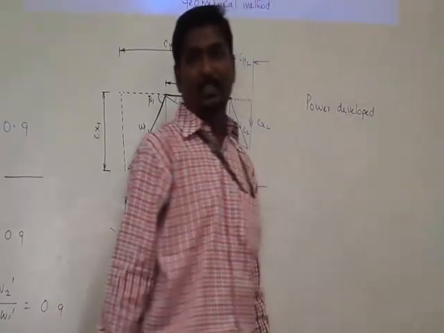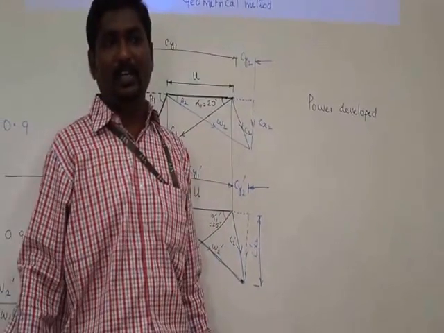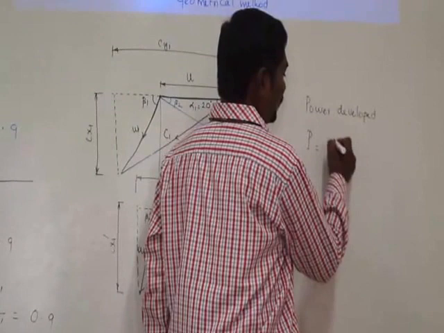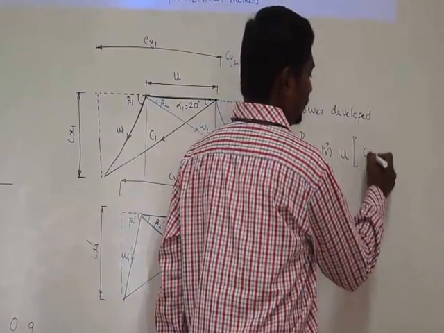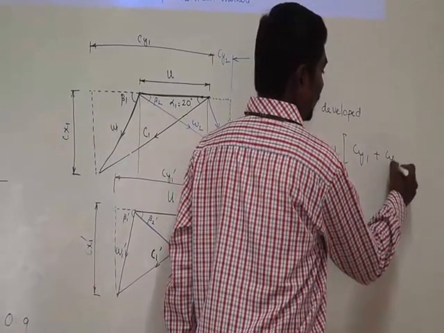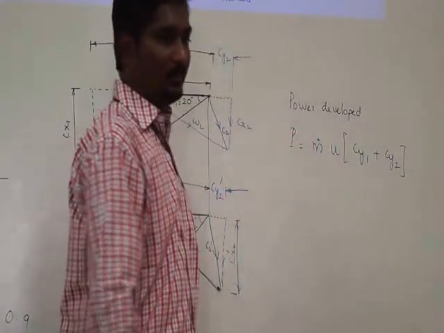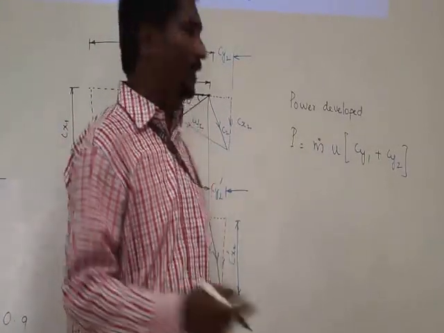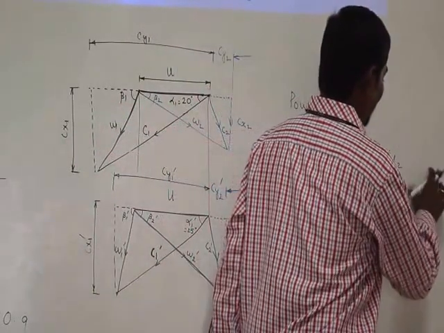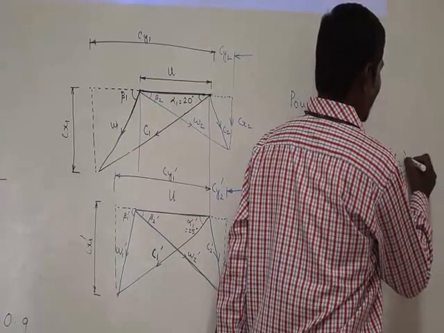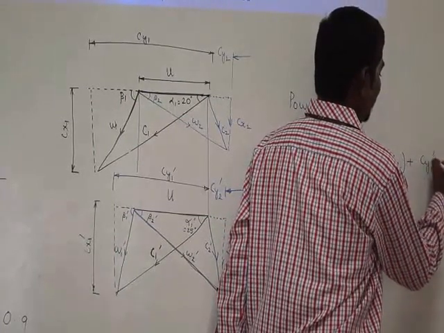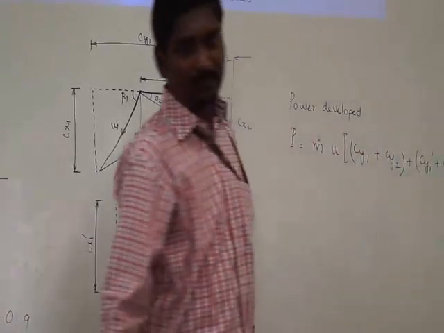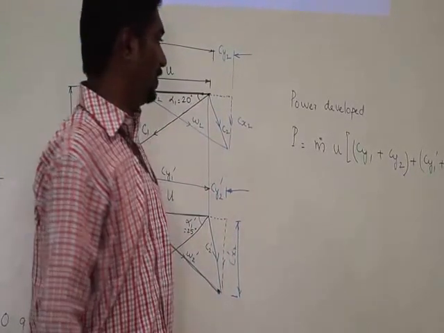In the case of a simple impulse turbine, we will have only one set of moving blades. So there, how do we calculate the power developed? Power developed is mass flow rate into blade velocity into C1 plus C2. This is for a simple impulse turbine. If it is velocity compounded, so it is multi-stage. In this case, we have two rows of moving blades. So your power developed is this for the first row, plus C1 prime plus C2 prime. This is the total power developed for a velocity compounded impulse turbine.